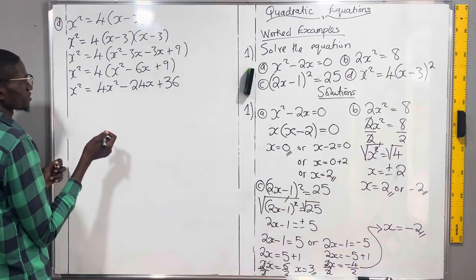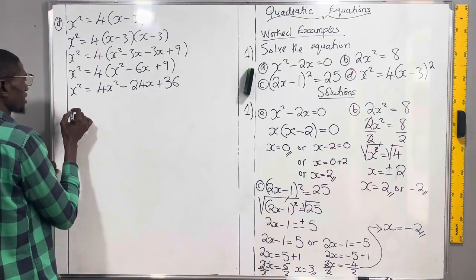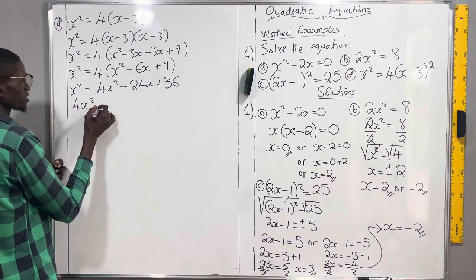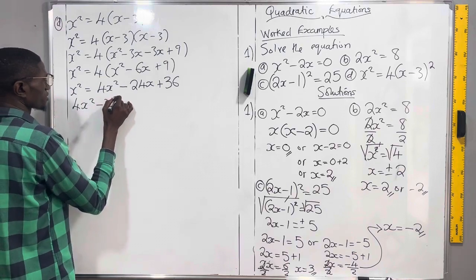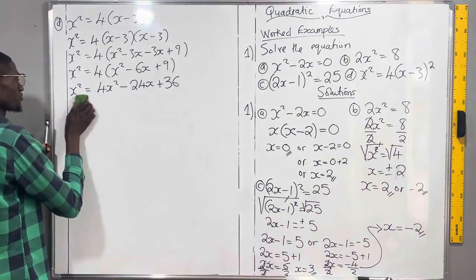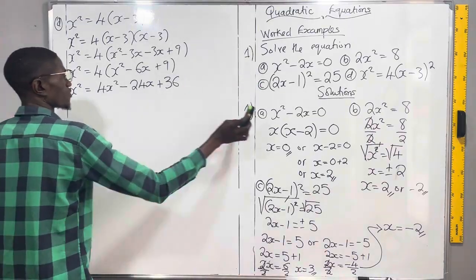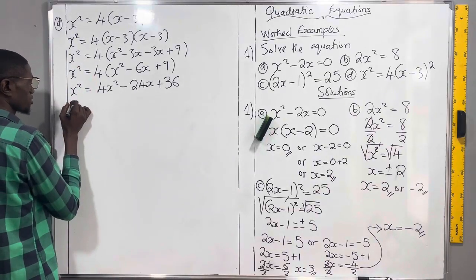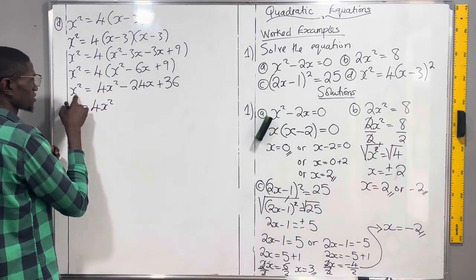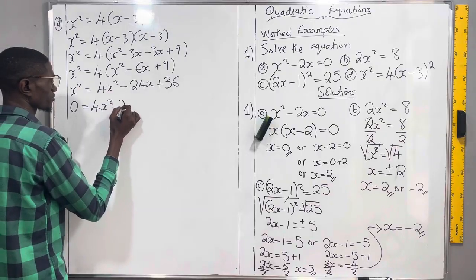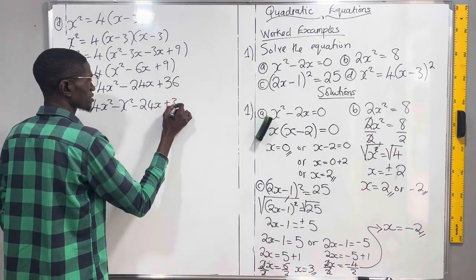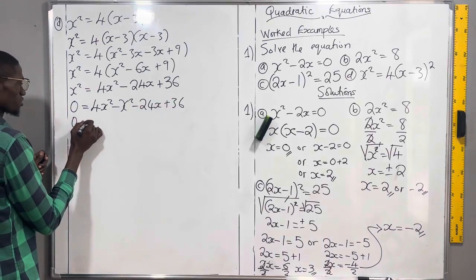We now need to group the like terms. So this x squared and this one are like terms, so we're going to say 4x squared. This is positive. When it crosses the equal sign, it becomes negative. Actually, let's leave a 0 here where the x is going to. So the 0 here is equal to, because you know this one is crossing, right? So 4x squared, when this x squared crosses, it becomes negative. Then we bring down negative 24x plus 36. So 0 is equal to this.